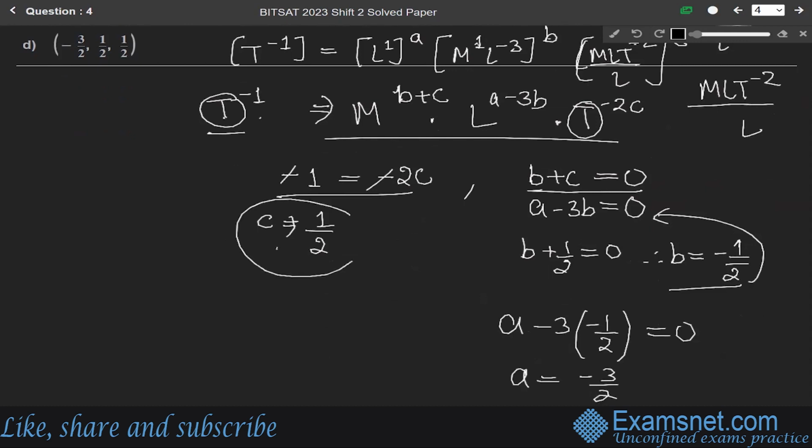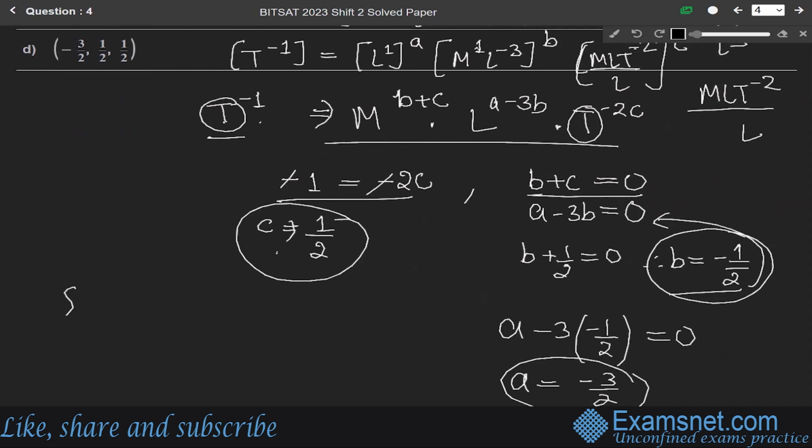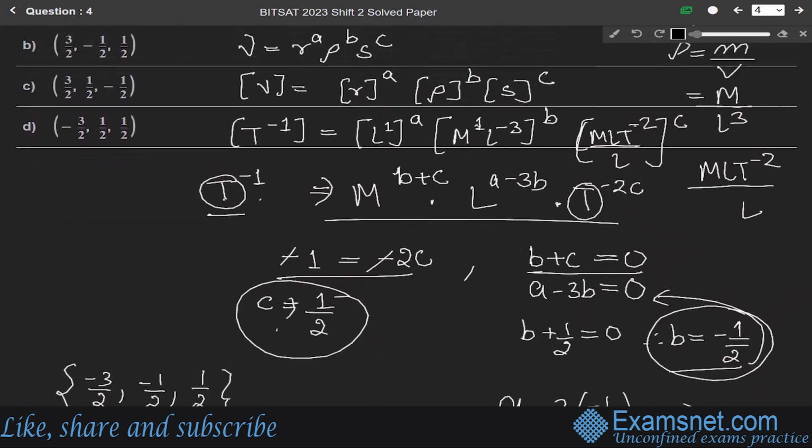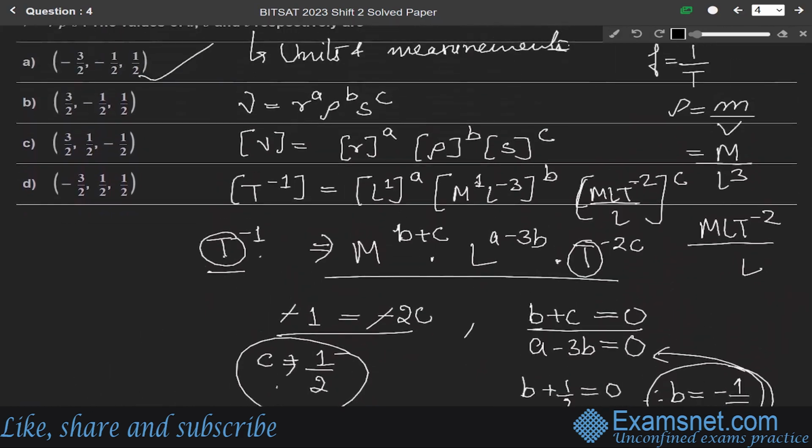So C is 1 by 2, B is minus 1 by 2, and A is minus 3 by 2. So we write the dimensions as minus 3 by 2, minus 1 by 2, and 1 by 2. So from these, the correct answer is minus 3 by 2, minus 1 by 2, and 1 by 2, which means option A is the correct answer.